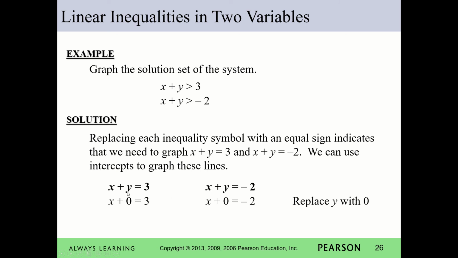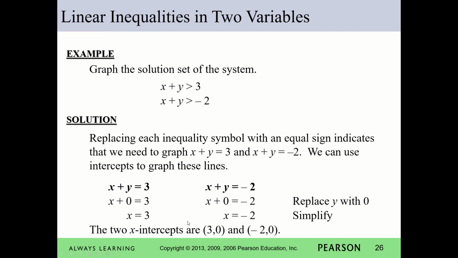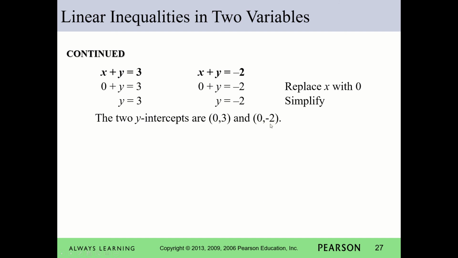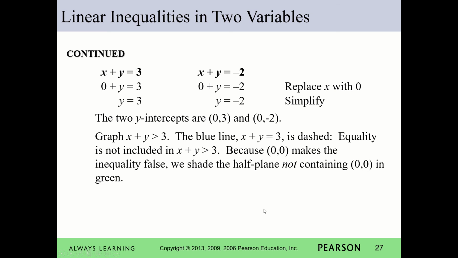So to graph both of them, we found that our x-intercepts are x equals 3 and x equals negative 2. So your two x-intercepts are 3, 0 and negative 2, 0. Then we'll replace x with 0, get our y-intercepts of 0, 3 and 0, negative 2, and now we have those 2 points. And since both of these are strictly greater than symbols, they're both going to be dashed lines. And because the point 0, 0 makes the first one false, we shade the half plane not containing 0, 0.